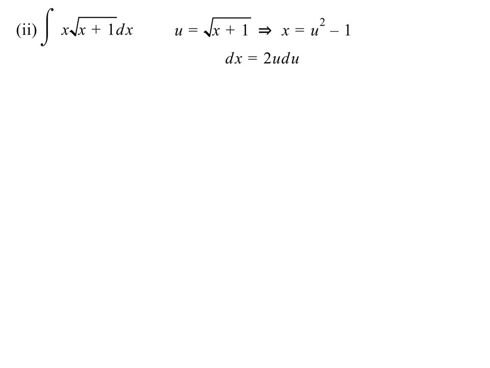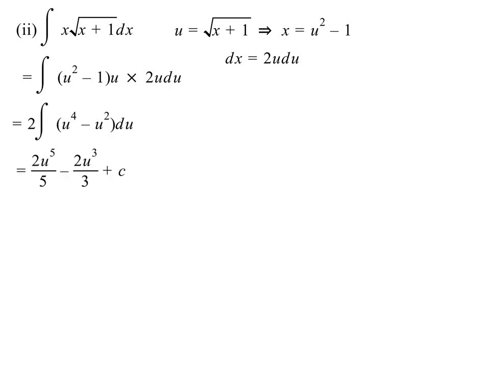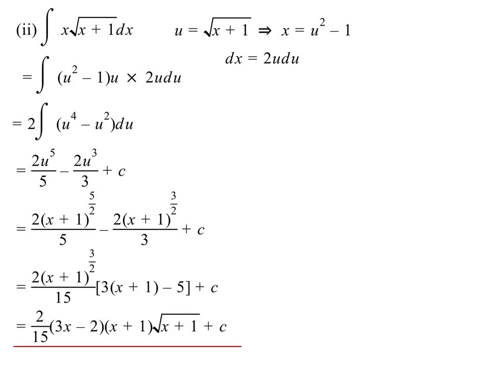I can now substitute straight in: x is u squared minus 1, root x plus 1 is u, and dx is 2u du. There's my integral, u to the power of 4 minus u squared. Add 1 to the power over the power, substitute back in, and, well, I've factorised and played around with it, but there's our final answer.